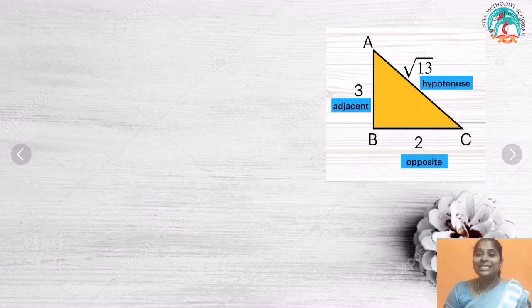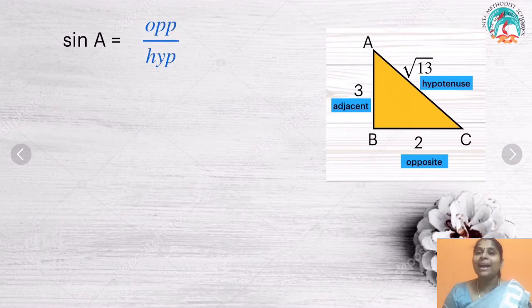Already in the question itself tan is given. We are going to find the remaining 5. How to find sine A? What is the sine A? Opposite by hypotenuse. What is the opposite here? 2. What is the value of hypotenuse? Root 13. So 2 by root 13.